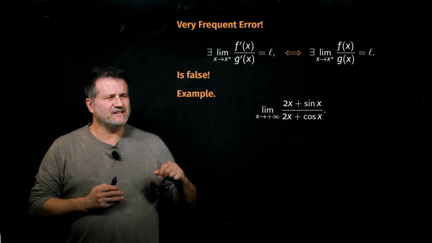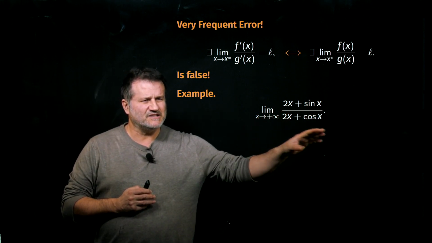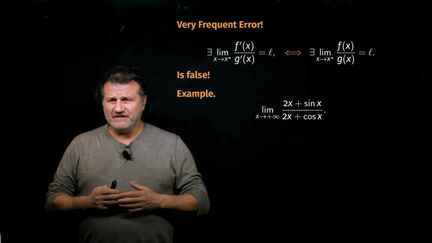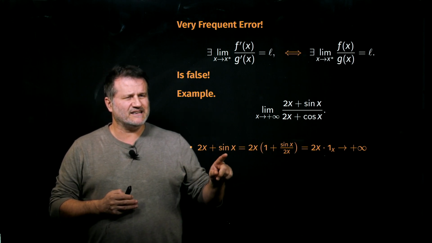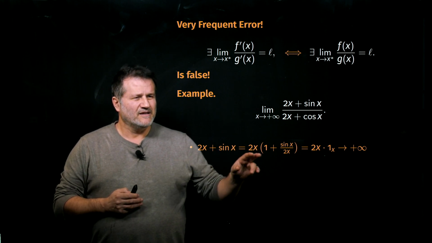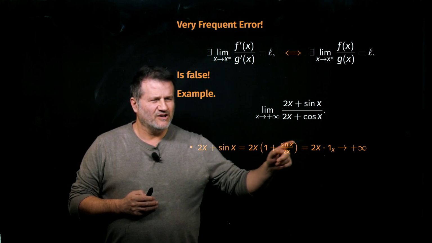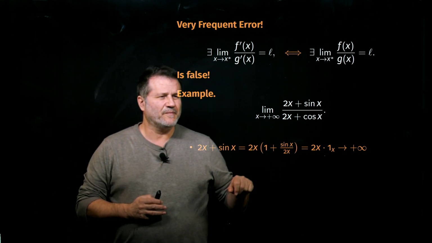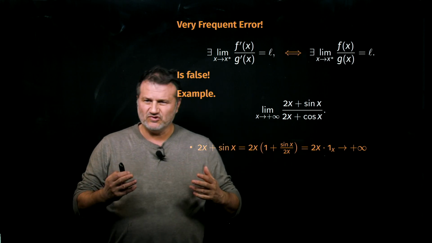We consider here the limit for x going to plus infinity of 2x plus sine x divided by 2x plus cos x. Easily we see that this is an infinity over infinity indeterminate form, because if we take, for example, the numerator 2x plus sine x, and we factorize the 2x, which is bigger here, we have 2x times a parenthesis made by 1 plus this fraction, which is bounded divided by something that goes to infinity, so it goes to 0.